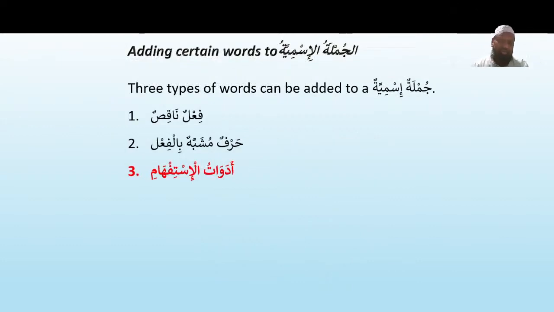So we can add three types of words to jumla ismiya. Number one, we've learned about fi'lun naqisun. And number two, we've learned harfun mushabbahun bil fi'li. It also has three other names. Going back to fi'lun naqisun, we also call them inna wa akhawatuha, or fi'lun naqisun. Harfun mushabbahun bil fi'l, number two, has other names.